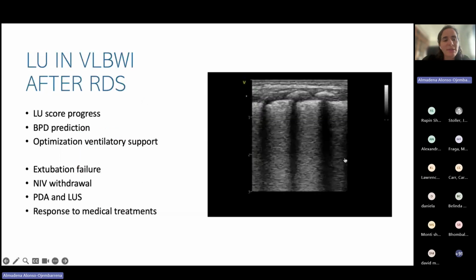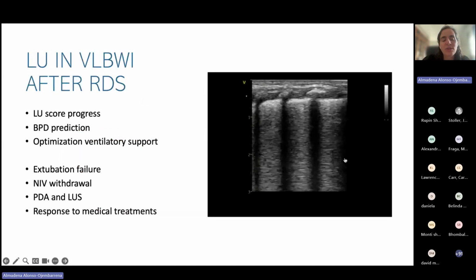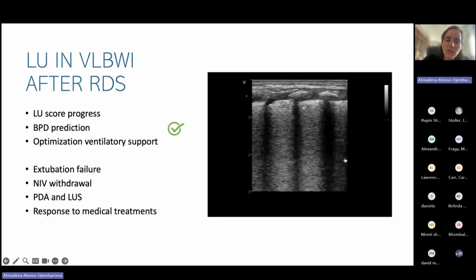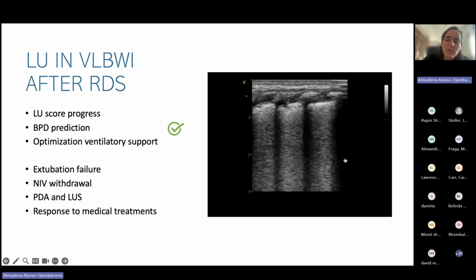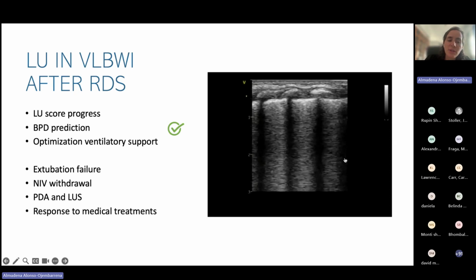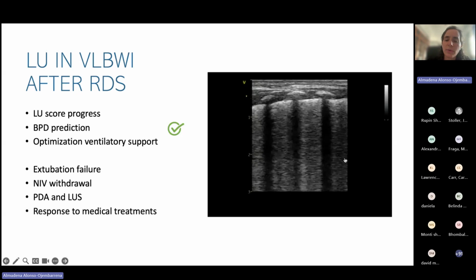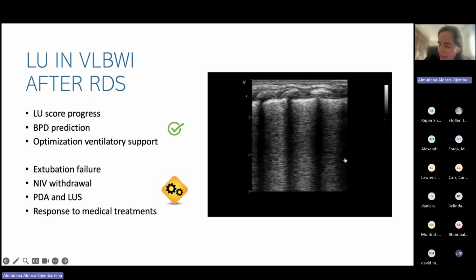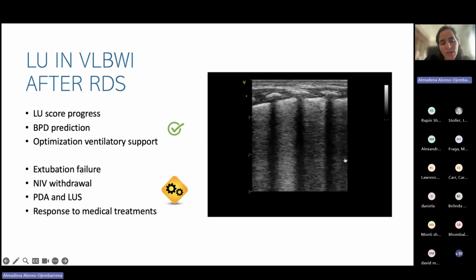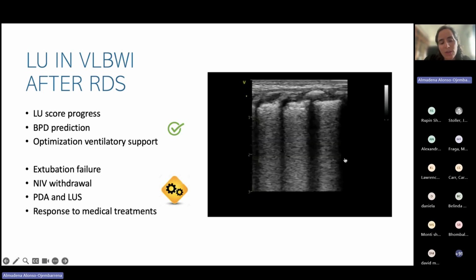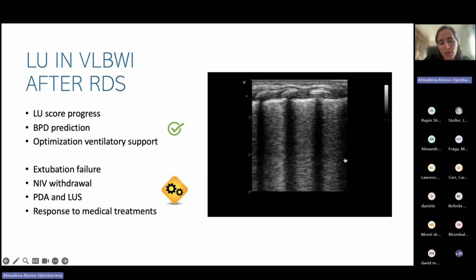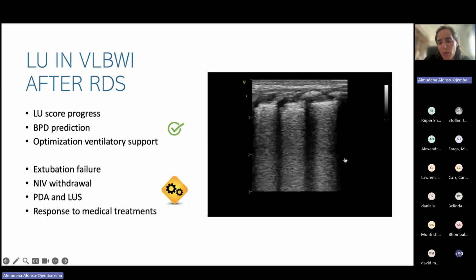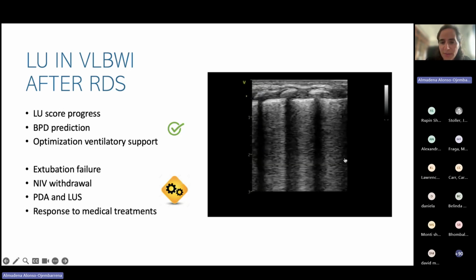So, zooming out a bit, we can say that we can use lung ultrasound to monitor the progression of lung disease in our very low-birth-weight infants, to use it for BPD prediction, and to monitor and optimize ventilatory support. We have robust evidence to do so, but we still don't have enough papers to say that we can use it to predict respiratory failure after RDS, NIV withdrawal, PDA, and response to medical treatments, but maybe we will in the next years.